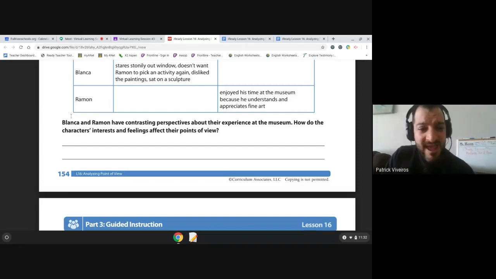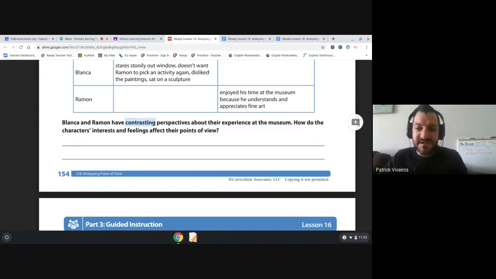So Blanca and Ramon have contrasting perspectives about their experience at the museum. There's that word contrasting again, okay? Contrasting is just a fancy word for different. So if I were to restate this, it would be Blanca and Ramon have different perspectives about their experiences at the museum. And I think that that's quite obvious. I think obviously after reading the text, you guys probably knew right away, like, okay, well, Blanca doesn't like it. She's too busy on her phone and being bored, while Ramon is beaming with excitement.